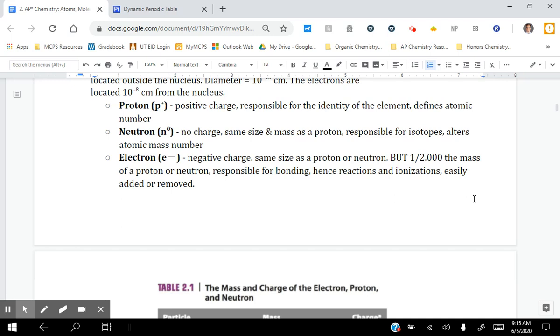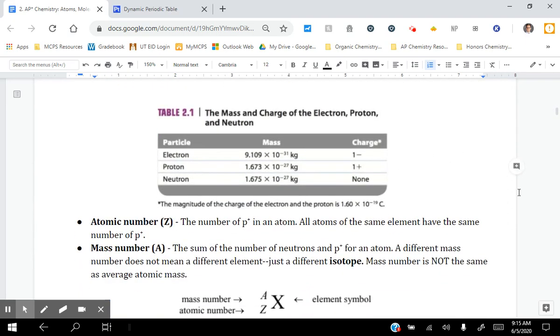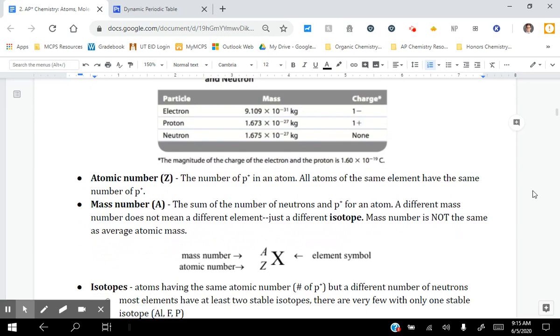Okay. Some notation stuff. If you see P plus, that refers to proton. N with 0 as a superscript, that is a neutron. And then E with a minus refers to an electron. This table here just shows you the relative masses. So you see the masses are relatively the same. They're very close for protons and neutrons, and then the electron is much smaller.